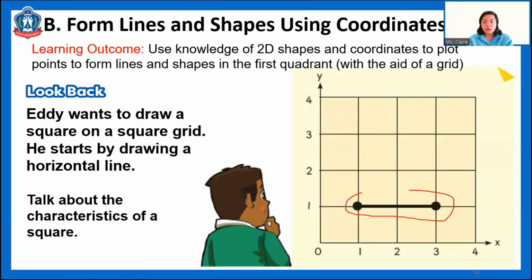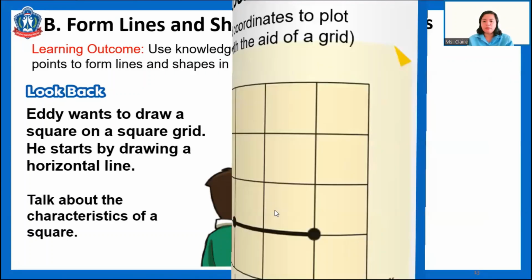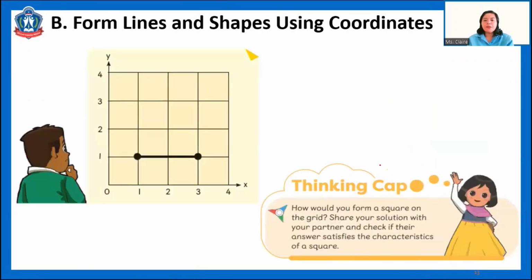So before you are going to draw, think about the characteristics of a square. What are squares? What are the properties of a square? Okay, so how would you form a square on the grid? If you have your answer, children, you can share that during our class.